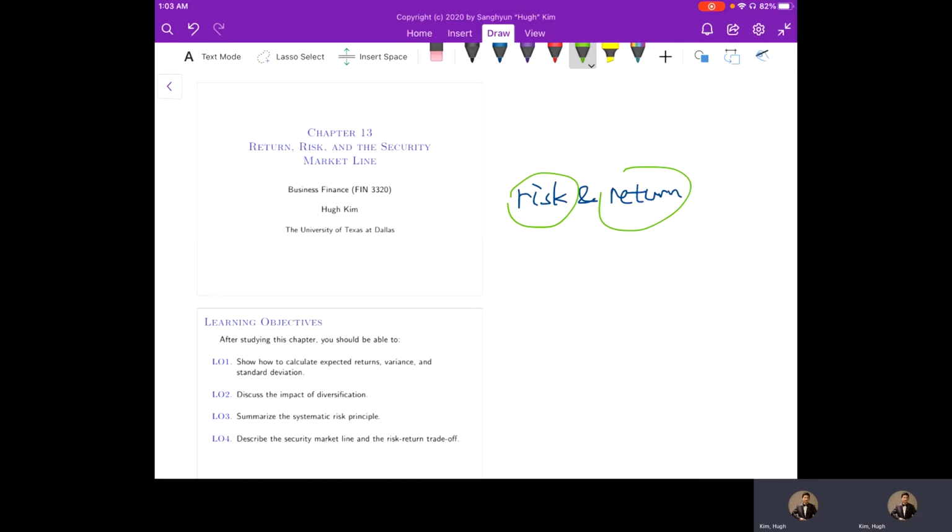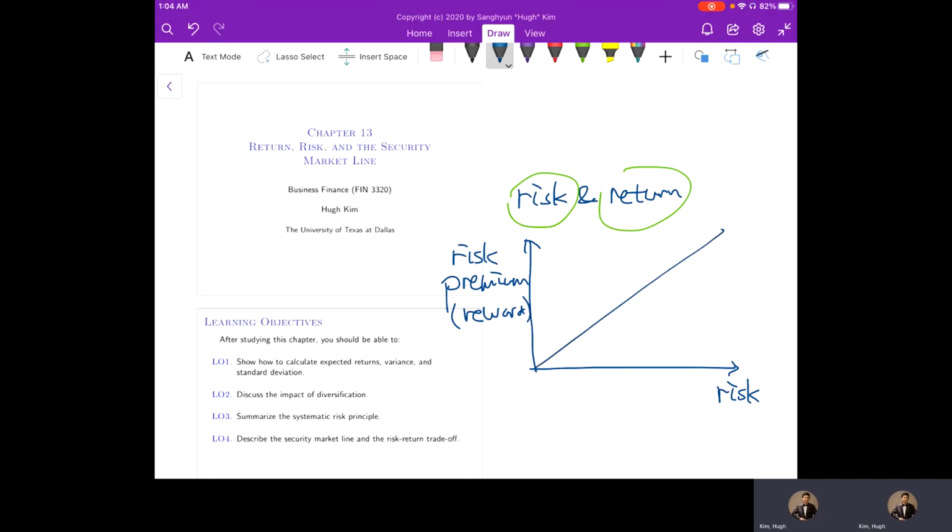The trade-off between risk and return in financial markets can be summarized by the security market line. So we got risk on the x-axis, and reward, risk premium, which is a reward for taking risk, on the y-axis. Then we're going to learn that there's a linear relationship between risk and risk premium. Basically, the higher the risk, the higher the risk premium should be. Otherwise, why would anyone take risk? So in this class, we're going to formalize this risk-return trade-off.